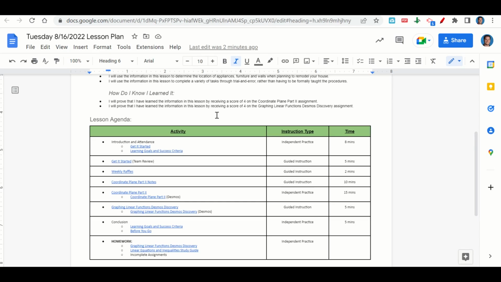After that, we'll go over the coordinate plane part 2 notes, and then I'll give you time to complete the coordinate plane part 2 assignment on Desmos. As we get towards the end of class, we'll go over the graphing linear functions Desmos discovery assignment on Desmos. At the end of class, we'll go back over our learning goals and success criteria while you fill out your Before You Go. Your homework for tonight is to work on the graphing linear functions Desmos discovery assignment, and to continue working on the linear equations and inequality study guide and any incomplete assignments that you may have.